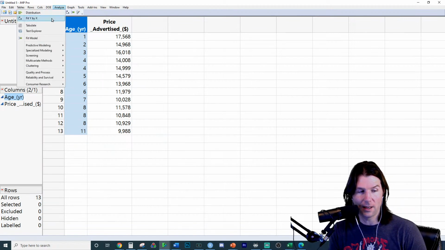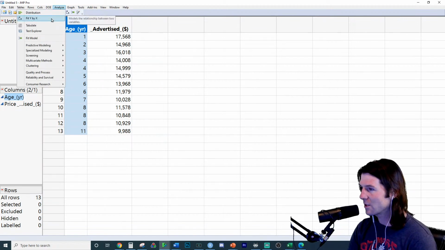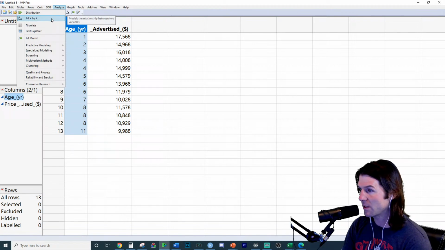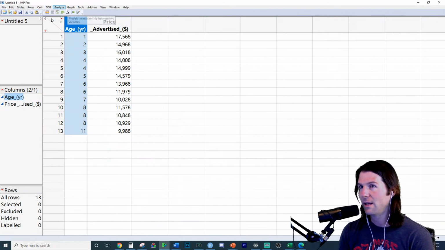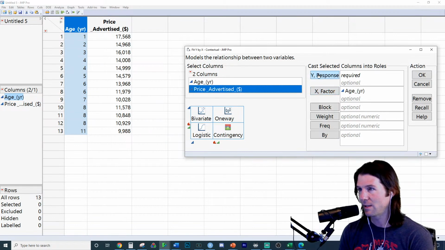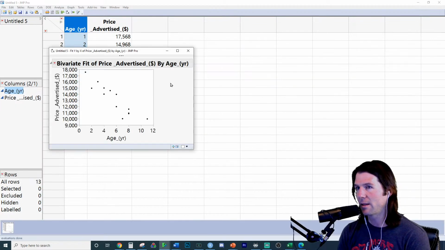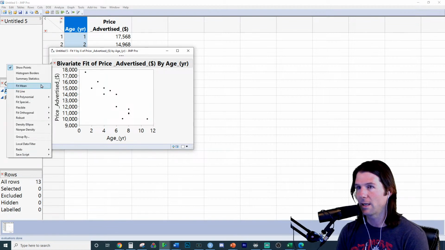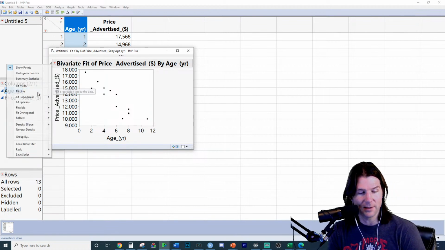We're going to go to Analyze, Fit Y by X. This is going to plot a y variable and an x variable for us on the same axis and allow us to fit a line. Here we go. We want to see if the age of a car explains, it's the explanatory variable, the price, as in why does a car cost a certain amount. We click OK, and then we go to the red arrow and we go to Fit Line because we're going to fit the regression line through it. So let's take a look at that.